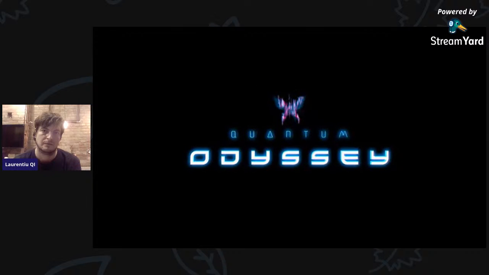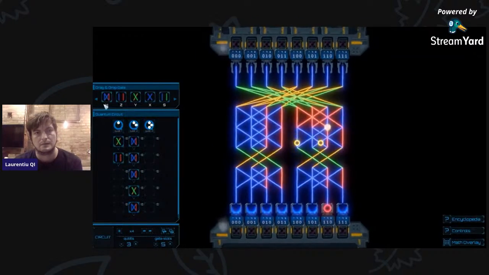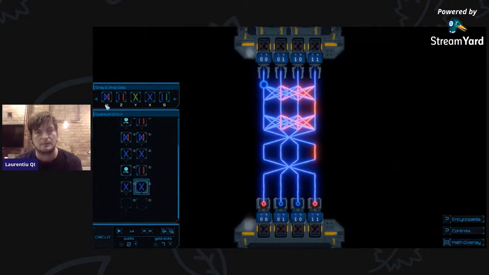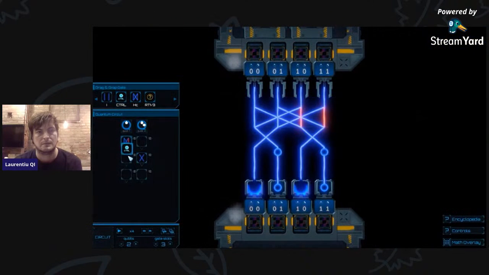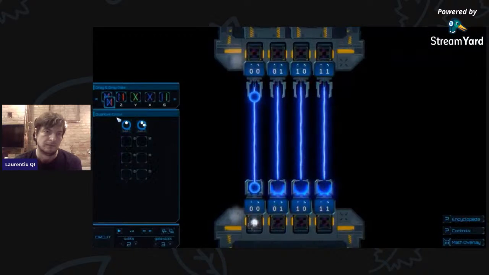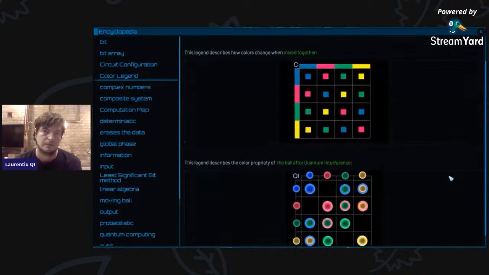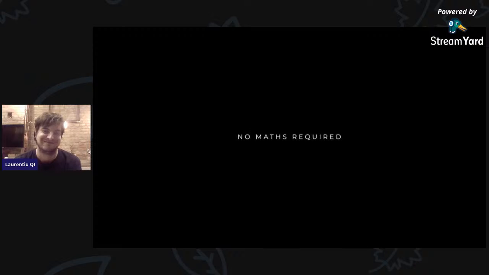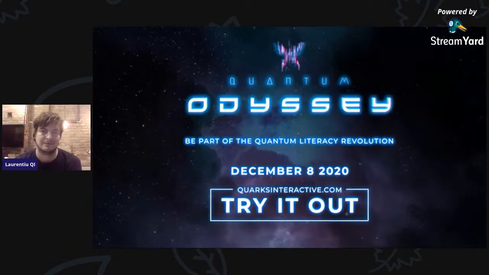Therefore, we've made Quantum Odyssey, the first video game to make quantum computation fun and accessible to people of all ages, no matter their background. With Quantum Odyssey, the idea of applying quantum reasoning becomes simply a matter of understanding and solving visual puzzles. Play your way through quantum computing, explore carefully crafted learning modules that will open the doors to this new way of reasoning, browse through an interactive encyclopedia filled with all the quantum knowledge you'll need. And to top it all, no maths required ever. Be part of the quantum literacy revolution. See you in Quantum Odyssey.